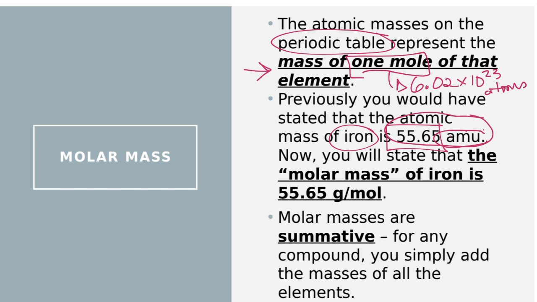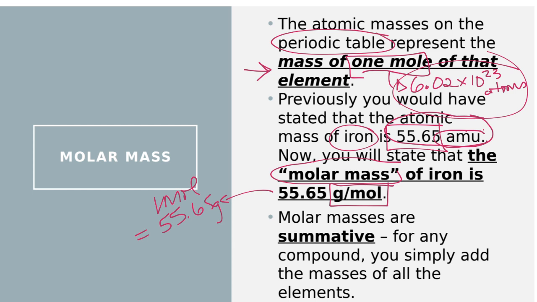Now we're going to call those masses molar masses, and we're going to put a new unit on of grams per mole. So what this means is that if I had 1 mole, which we know is 6.02 times 10 to the 23 atoms of iron, that mole sample would weigh 55.65 grams. And this is going to be a much more useful way for us to refer to amounts and samples of our elements or of our compounds. For any compound that you have, the molar masses are summative. So you would take all of these molar masses of elements and you would simply add them up.